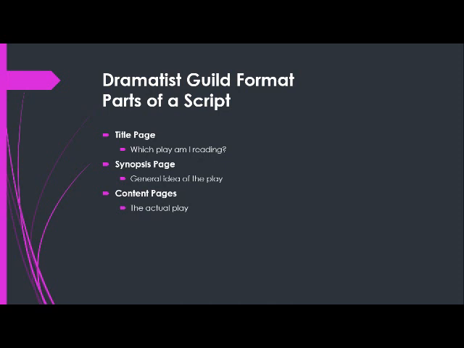In Dramatist Guild format, readers can expect to find a title page that identifies the play that they are reading, a synopsis page which gives them a general idea of what to expect, and the content pages where the actual play is held.